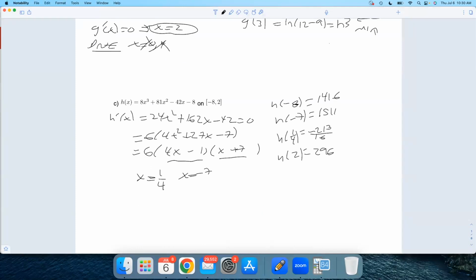Okay, here are the numbers I got. There's my max right there. And here's my min. So on my original graph, I was wrong. I really thought the lowest point would be here.